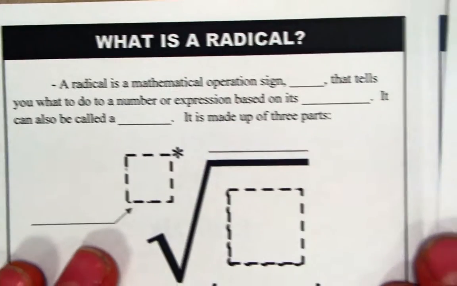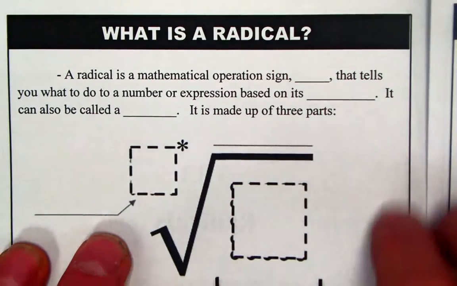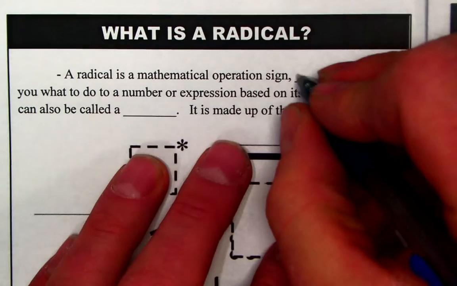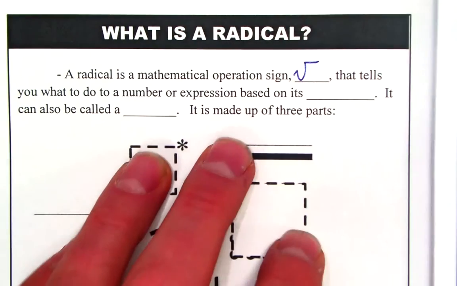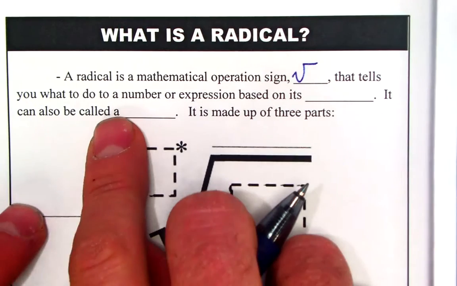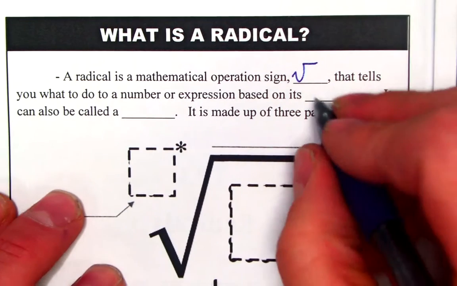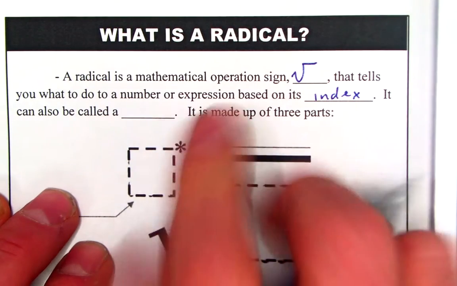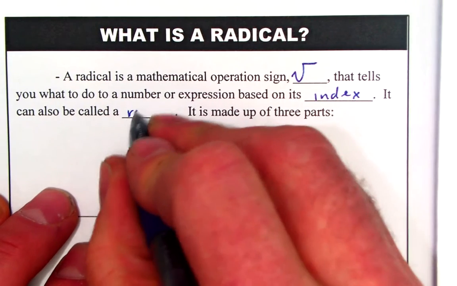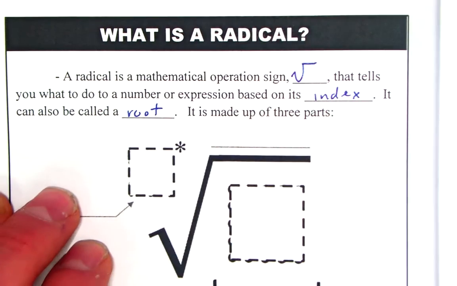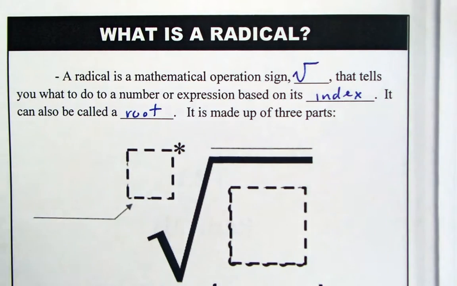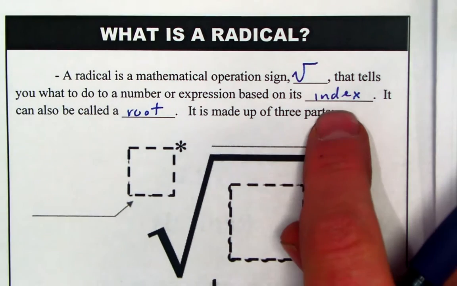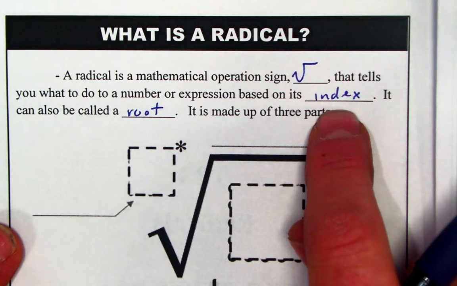So here you say, what is a radical? A radical is just that operation sign. It's this. That's a radical. And it tells you what to do to a number and expression based on what's called the index. Okay, and a radical is often called a root. Sometimes there's square roots, sometimes there's cube roots, sometimes there's fourth roots, right? The number or the index can change. The type of root can change.